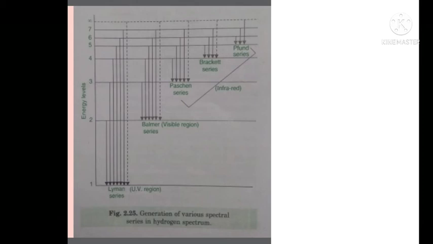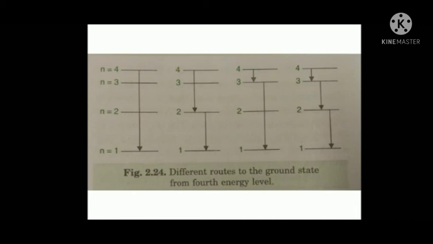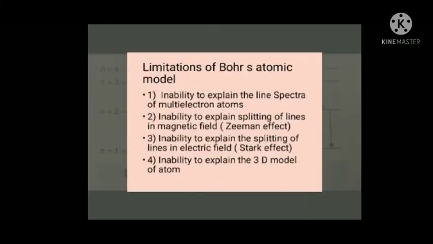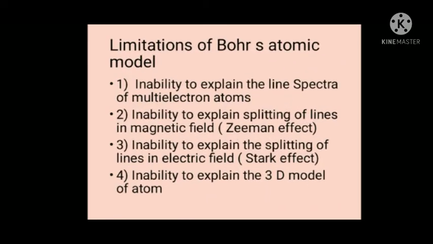And if the electron jumps to the fifth energy level from a higher energy level, that line we get in the Pfund series. So according to the jumps of electrons we will get different lines in the spectrum of hydrogen. These are the merits of Bohr's atomic model. Next, we can study the limitations or demerits of Bohr's atomic model.